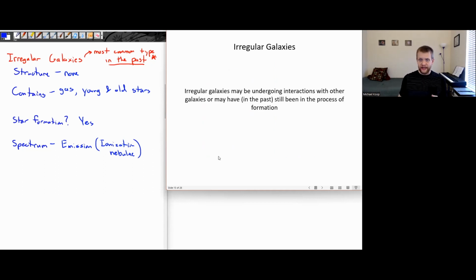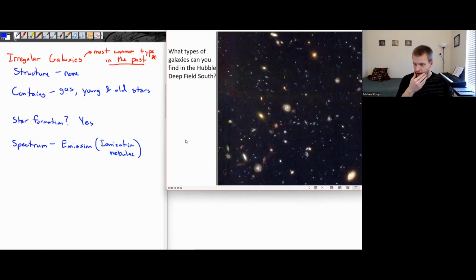Again, these irregular galaxies might be undergoing interactions with other galaxies, or further in the past might have still been in the process of star formation. In a little bit, we're going to talk about interacting galaxies. But again, there's still a lot of open questions about how these galaxies form. When did they exactly form? What were some of the mechanisms that were important during the formation of these galaxies? So we'll talk about those in more detail in just a little bit.